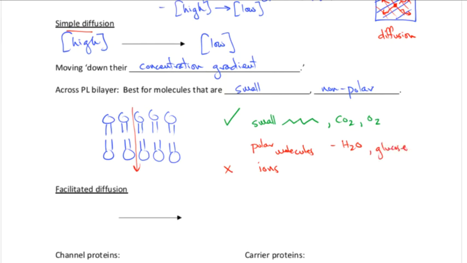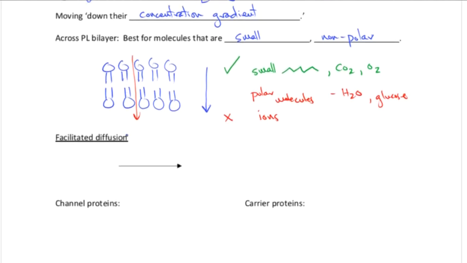So this is kind of a spectrum from gets through well to gets through poorly. Small hydrophobic molecules, small nonpolar molecules get through well, ions get through not well at all, and small polar molecules or larger polar molecules like glucose get through kind of in an intermediate way. That's simple diffusion, diffusion straight through the phospholipid bilayer.